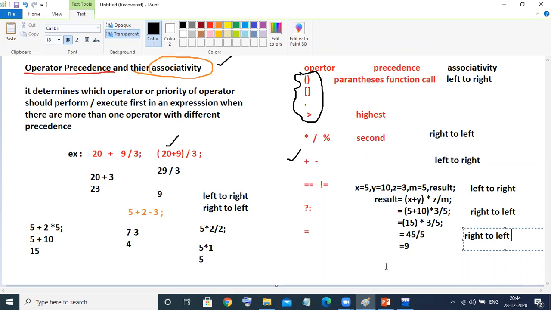So that's it, guys. I hope you have understood in a simpler manner the operator precedence and their associativity.